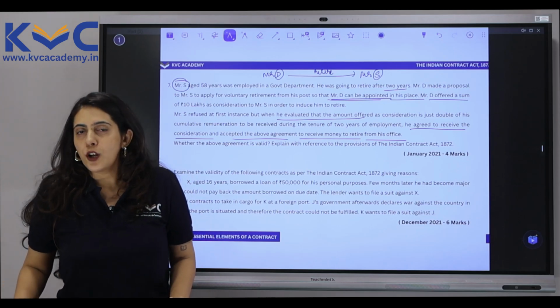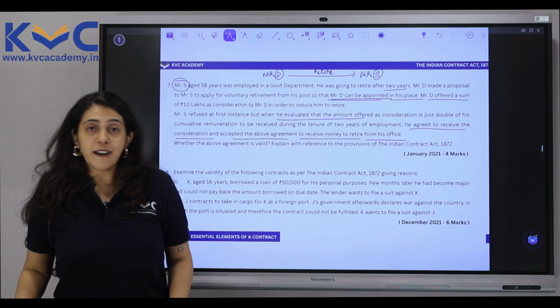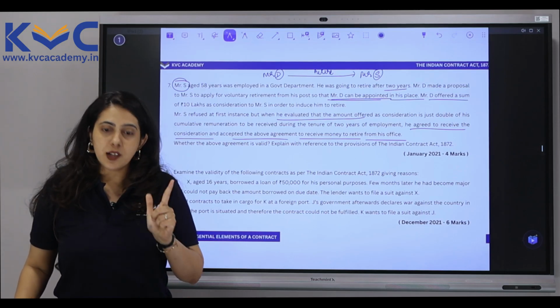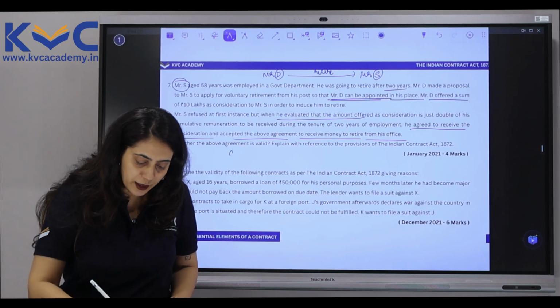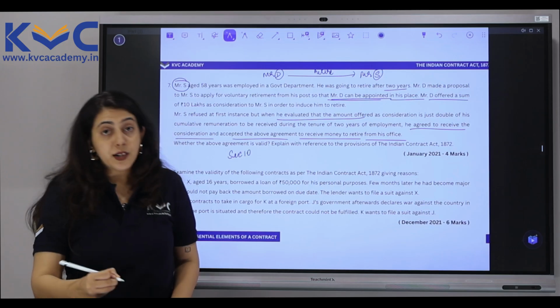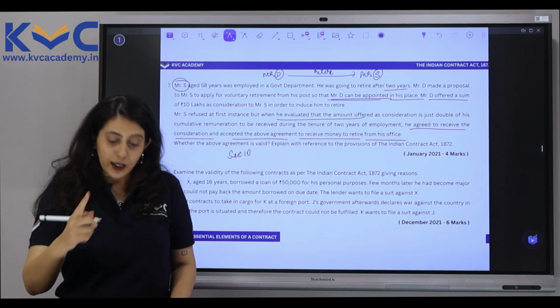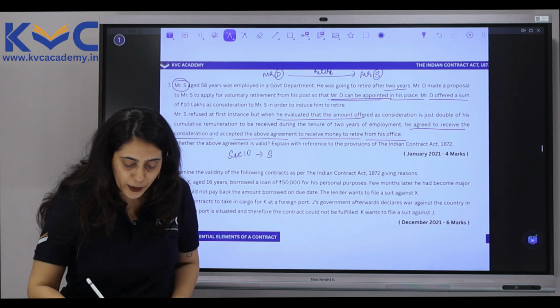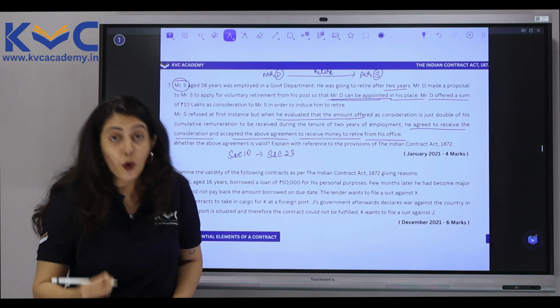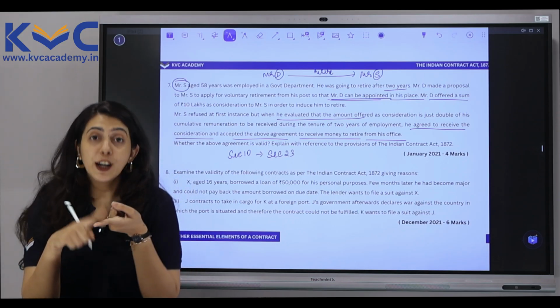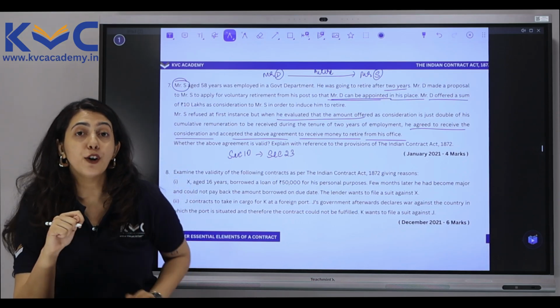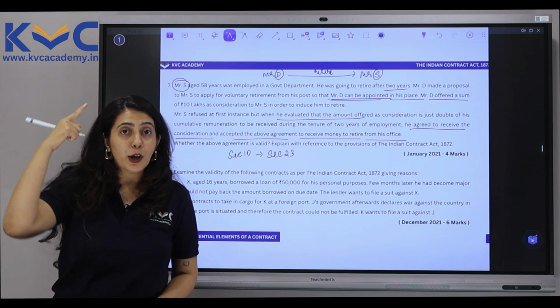Where do you think this is falling from? Is the purpose of this agreement valid or unlawful? Of course it is unlawful. So we learned in section 10 that the consideration as well as objective should be lawful. Then we learned something called section 23, where we learned all the agreements which have unlawful consideration and unlawful objective. Try remembering the points from that.